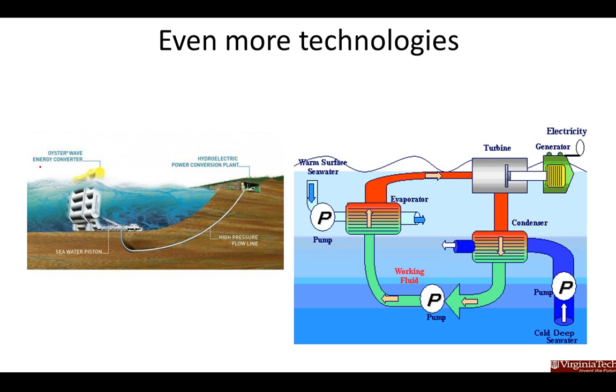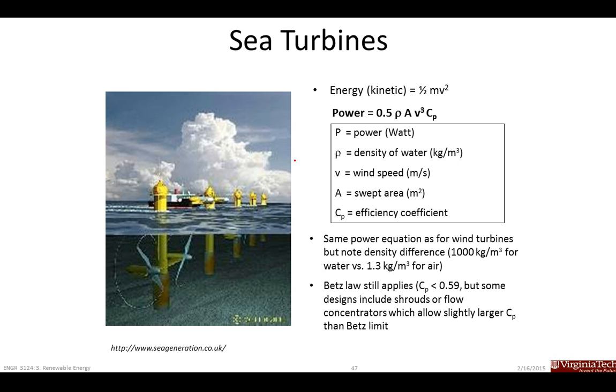Even more technologies. This is the oyster wave energy converter. It rotates back and forth to create energy. We talked about this earlier with the heat exchange, pressure, cold water, hot water, that turns this turbine. Sea turbines, it's not the most efficient. It changes. It depends. That's a hard answer, but it depends.